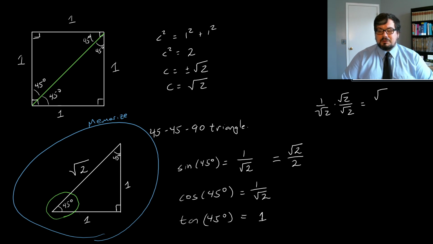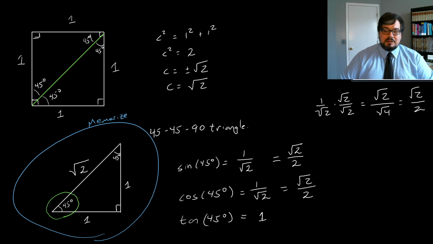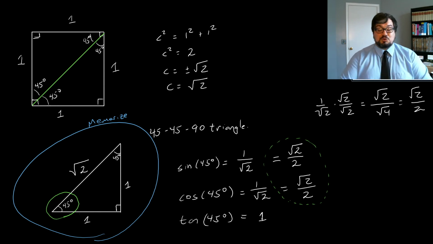1 times the square root of 2 is the square root of 2, and the square root of 2 times the square root of 2 is the square root of 4, which gives us the square root of 2 over 2. So many resources that you look at will write sine of 45 degrees, cosine of 45 degrees as the square root of 2 over 2.